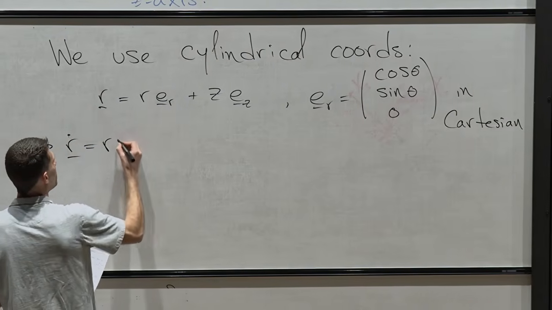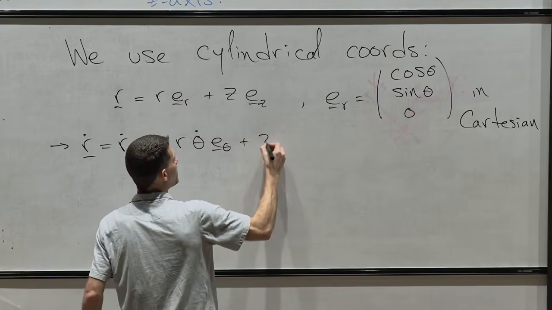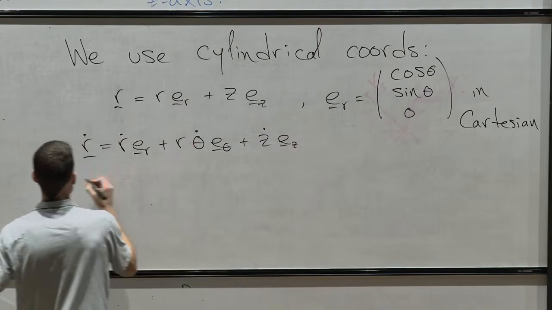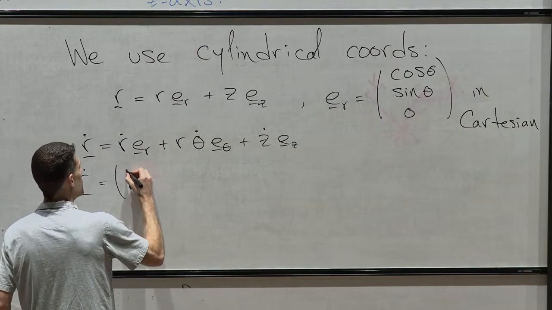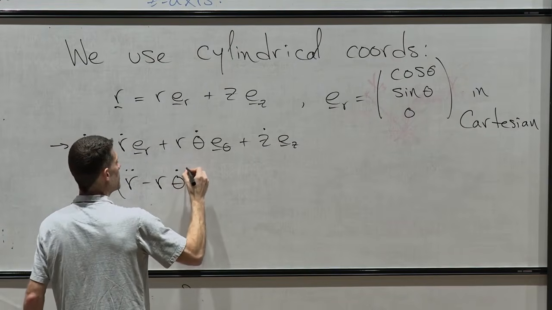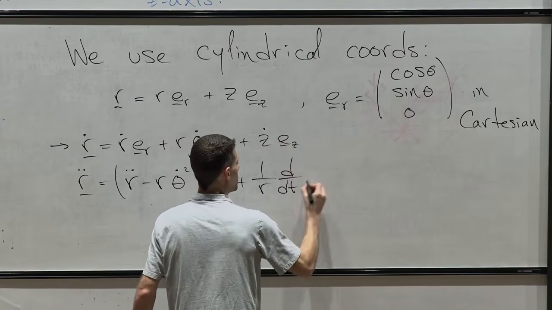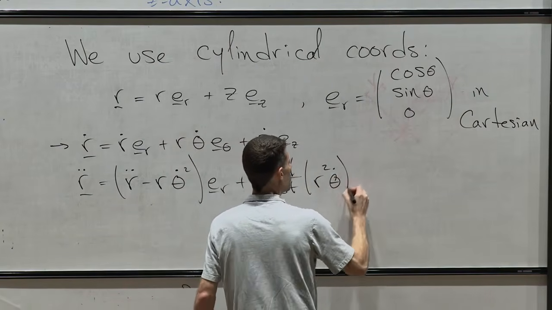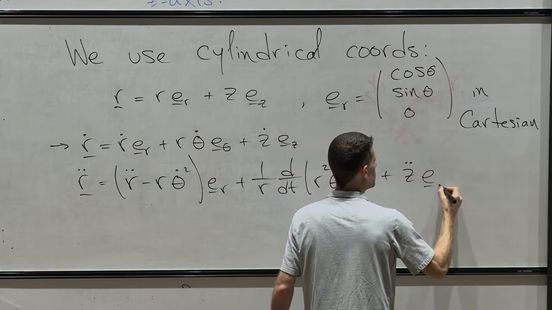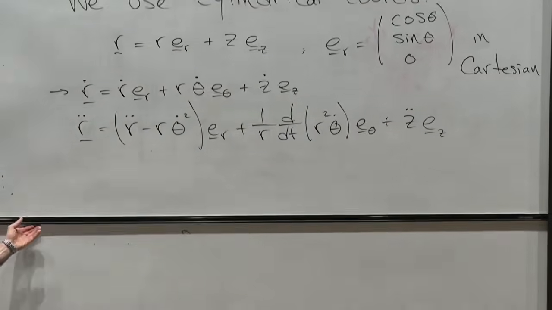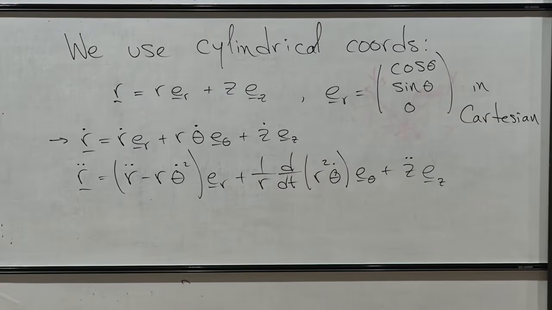So r dot is r dot e_r plus r theta dot e_theta plus z dot e_z. For the acceleration, r double dot, I've used our trick where I combine the terms in the e_theta direction to be a d/dt of r squared theta dot.